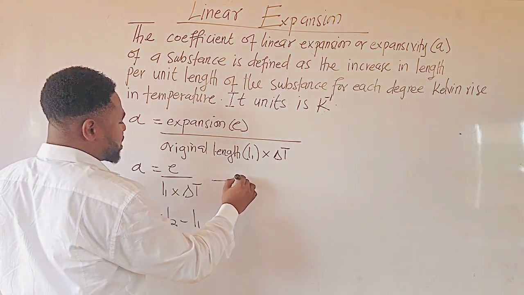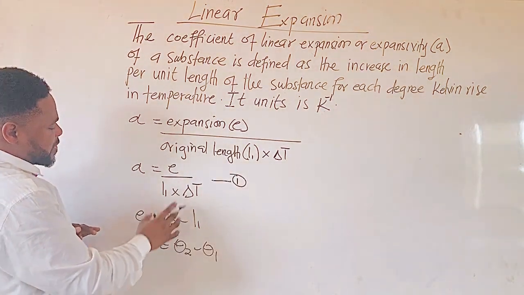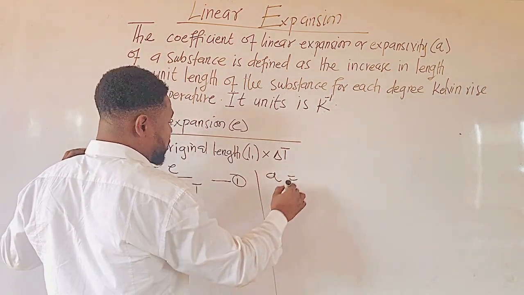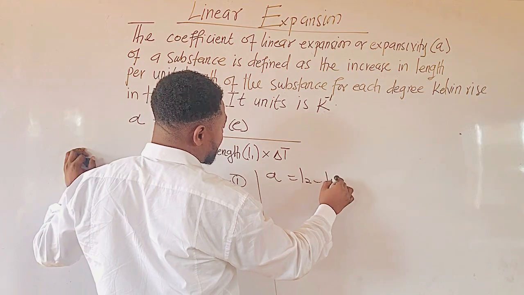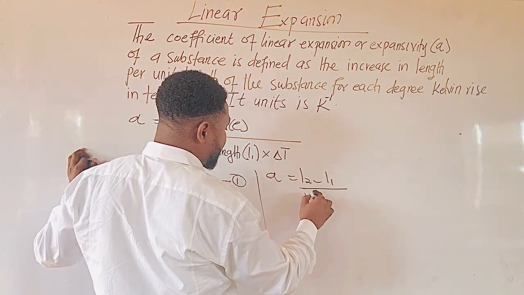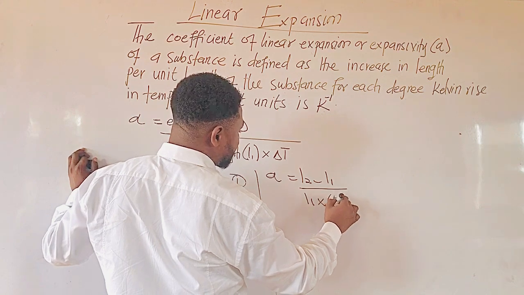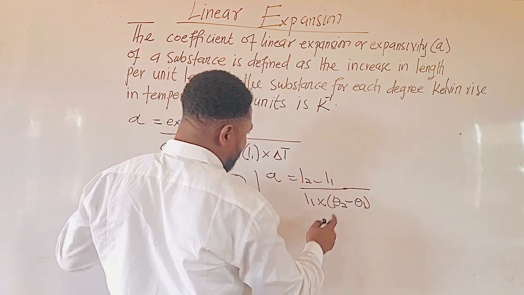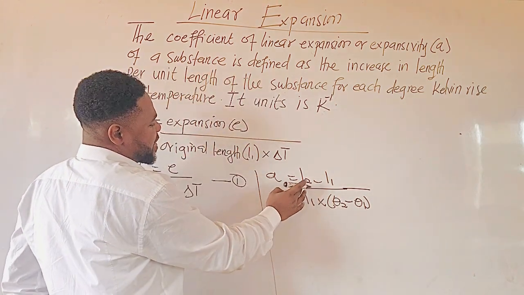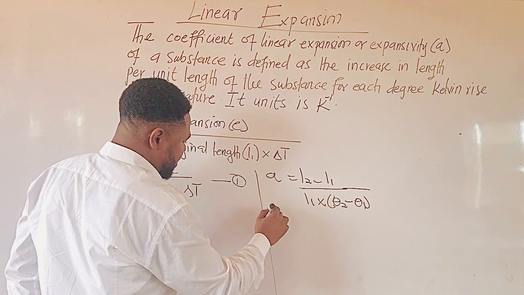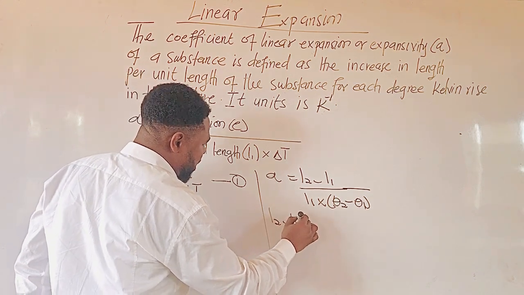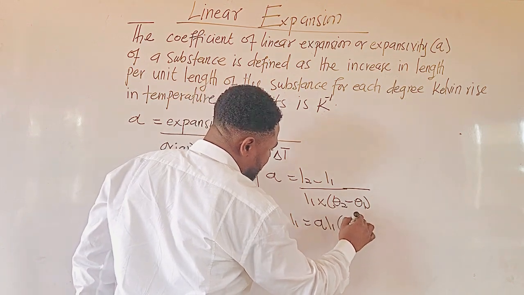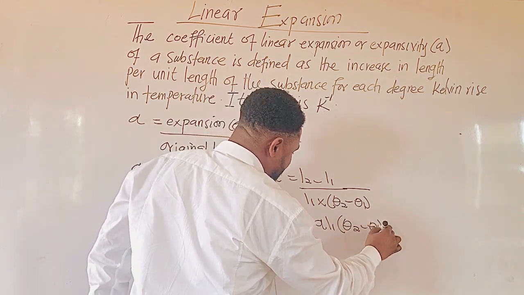We name this equation 1 and we substitute this into equation 1, we are going to have expansivity equal to L2 minus L1, all divided by L1 multiplying change in temperature, theta 2 minus theta 1. All right. Now, from this, we can make L2 minus L1 the subject, where we say L2 minus L1 should be equal to alpha multiplying L1 multiplying theta 2 minus theta 1.